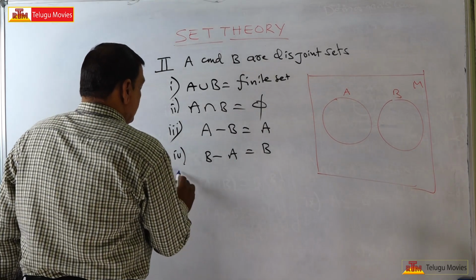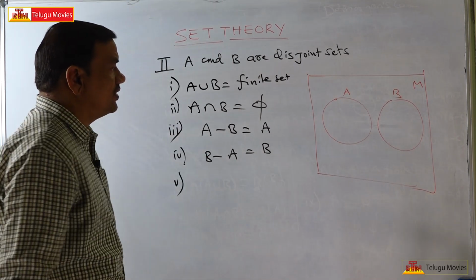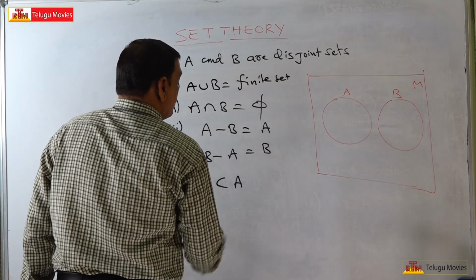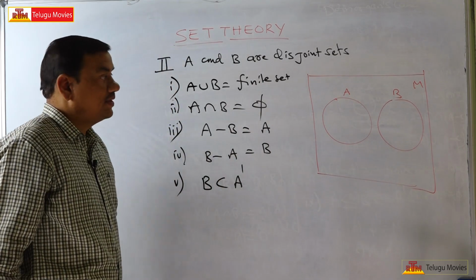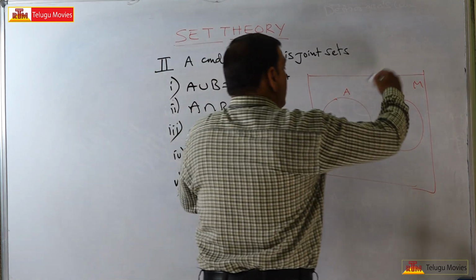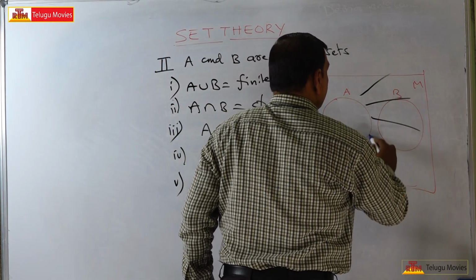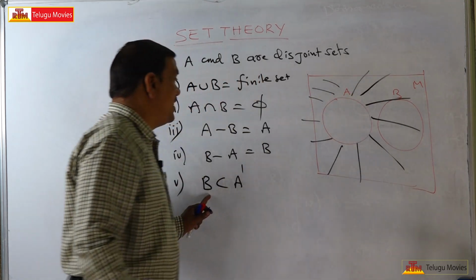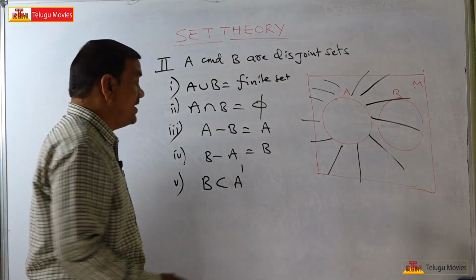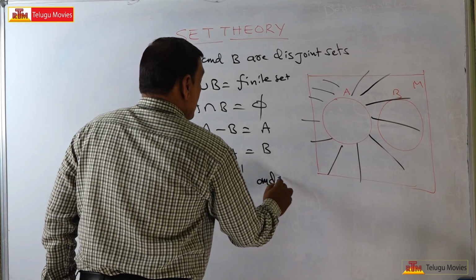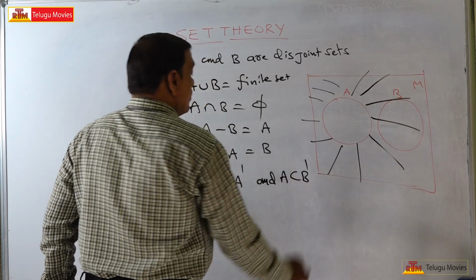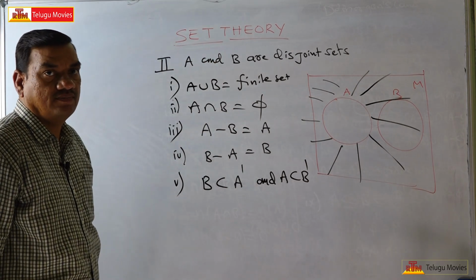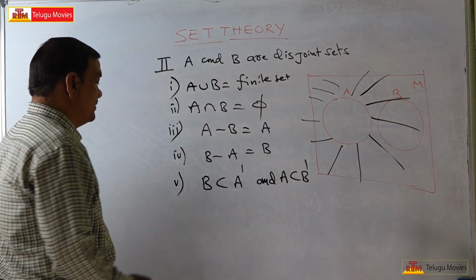Next one is, so if you observe, B is subset of A complement. That means what? A complement means what? Outside of A. So B is subset of A complement and A is subset of B complement. Then also we can say that A and B are disjoint sets.